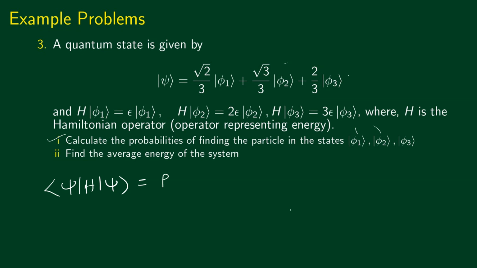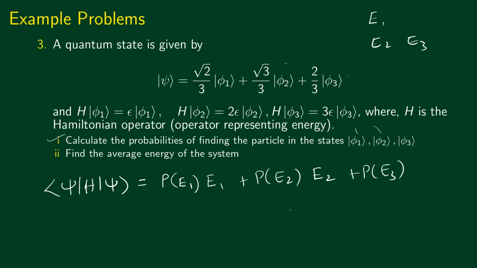as the eigenvalue. Let me write the eigenvalues as E1, E2 and E3. So it's P of E1 multiplied by E1 plus P of E2 multiplied by E2 plus P of E3 multiplied by E3. What's P? P is the probability, right? P of E1 is the probability for measuring energy E1. Now, what are E1, E2, E3? These are the possible measurement outcomes, and these are given in the question.